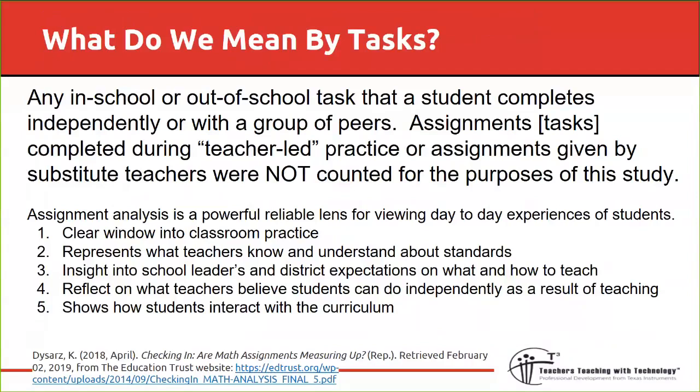And so the study describes how this is a powerful way to see the day-to-day experiences of students, and they give those 5 descriptions about how this lens of looking at what students are doing either independently or in groups describes the type of mathematics that students engage with, how they interact with the curriculum, how they reflect teachers' beliefs and expectations, etc.